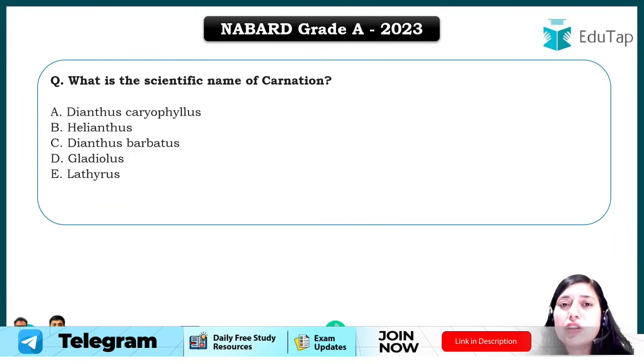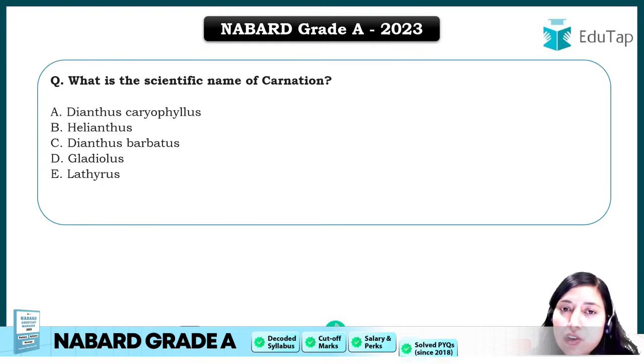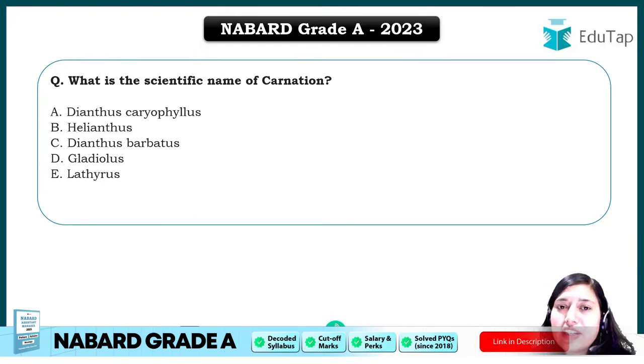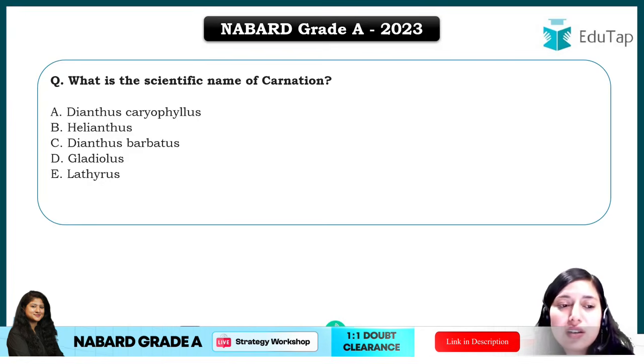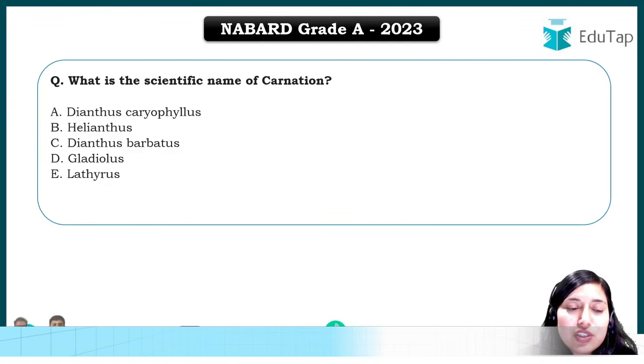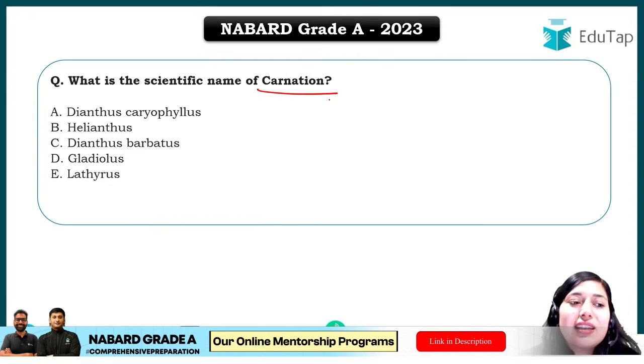It's not possible to learn the scientific name of each and every crop, but at least a few important cereal crops you have to learn, a few important pulse crops, then commercial crops, horticulture crops, plantation crops, flower crops, vegetable crops, fruit crops. So different important crops and their scientific names you have to learn. And in this particular question, you have been asked the scientific name of carnation. Carnation is basically a flower, right?